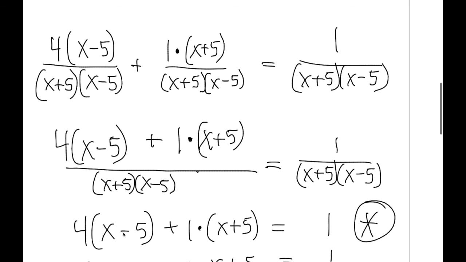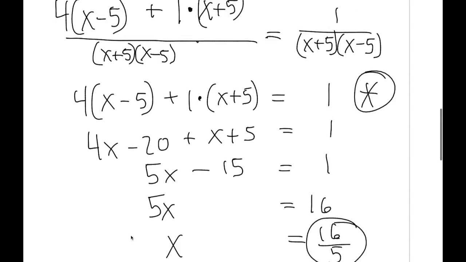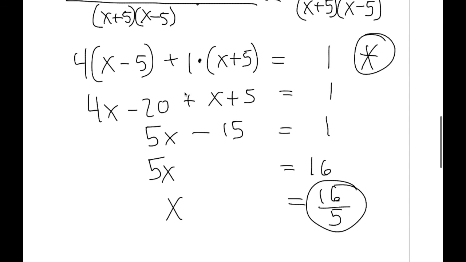All right, so here we go. We multiply both sides by the denominator. We're going to distribute. I'll show you the rest of it right here. We're going to distribute, combine like terms. We're going to add 15 to both sides and divide both sides by 5. x equals 16 over 5.